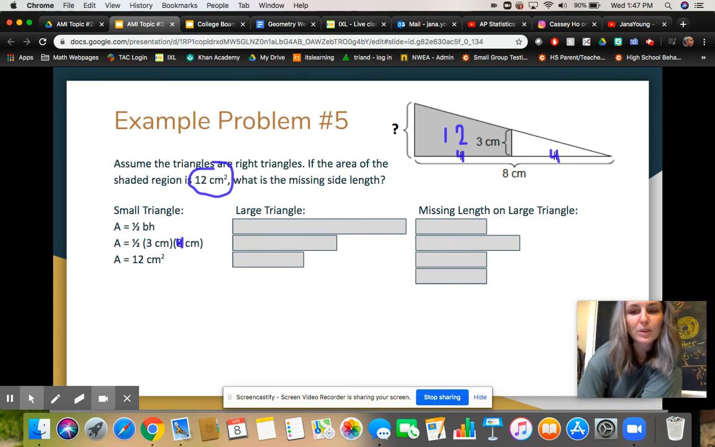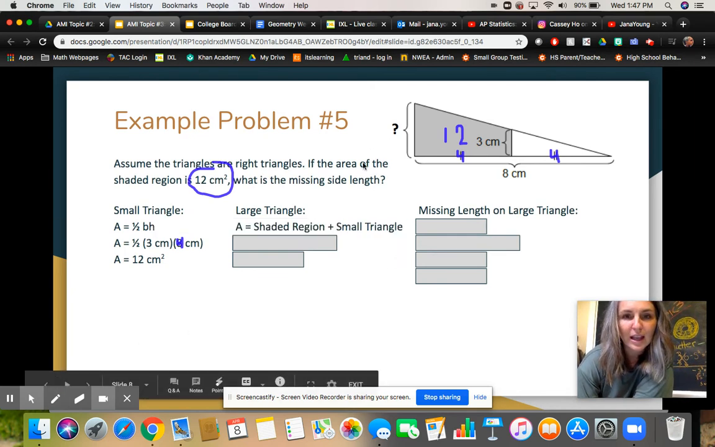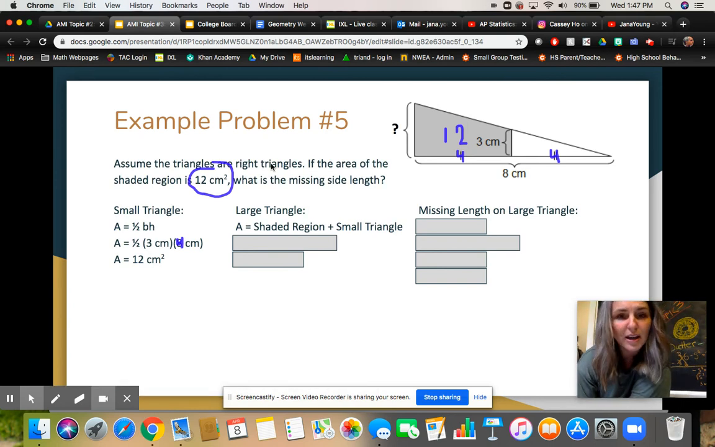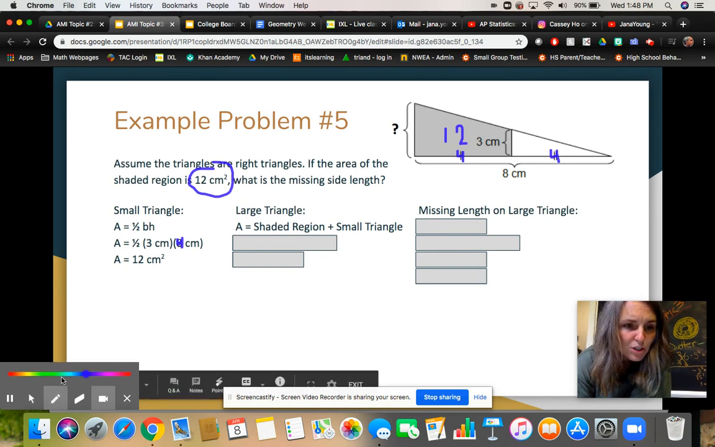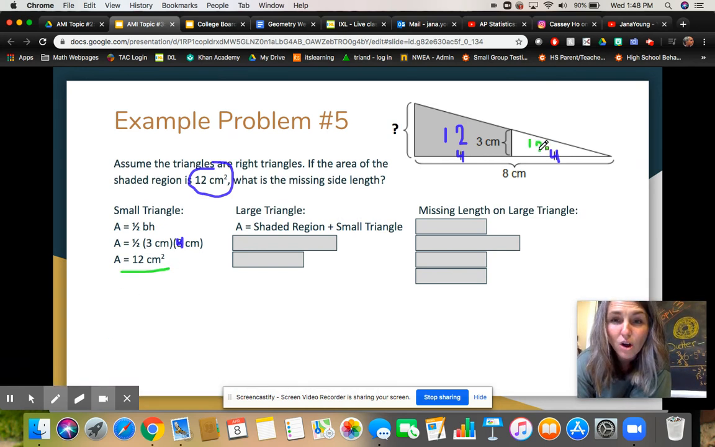Okay, so then we're going to look at the large triangle. And so this large triangle, thinking about it a little differently, is actually the shaded region plus the little white triangle. It's a weird way to think about it, right? Because we've done this whole thing with subtraction, but this one can actually be done with addition. So we know this shaded region is 12. And we just determined that the little white triangle's area is also 12.